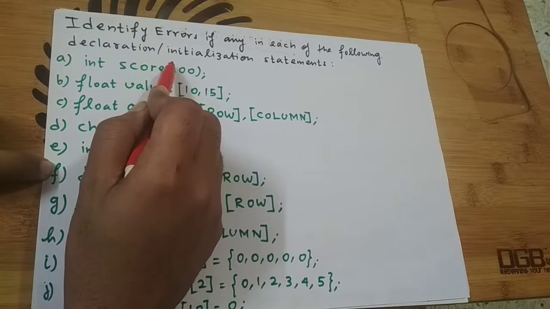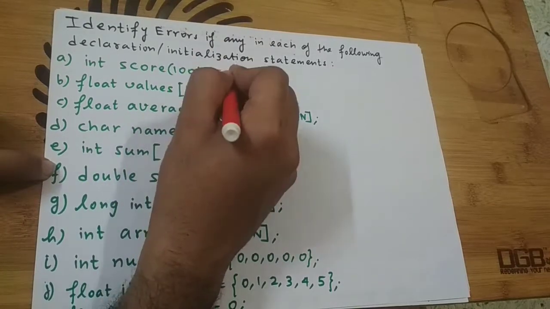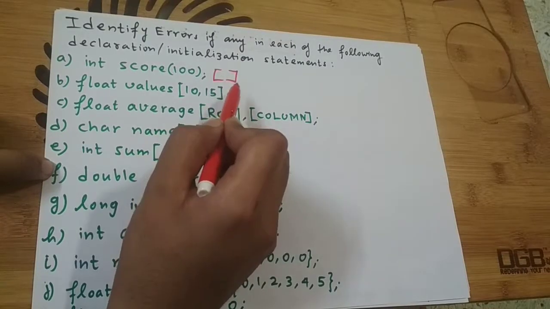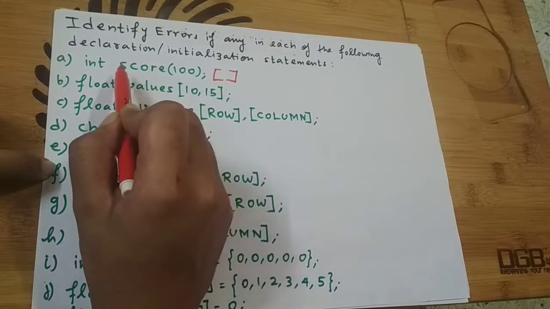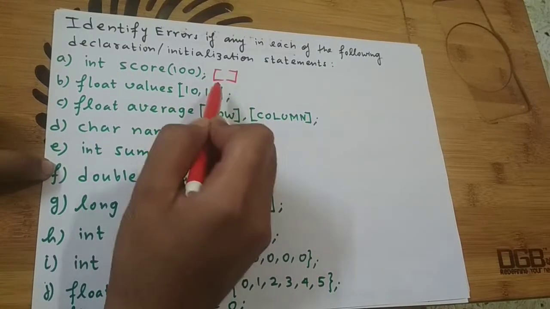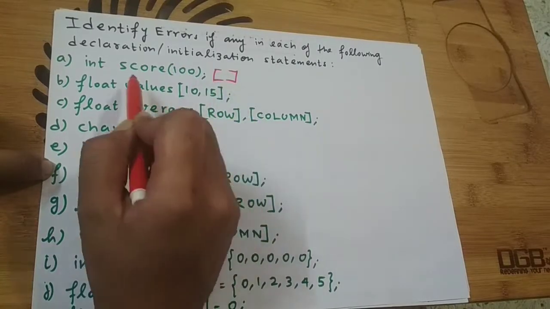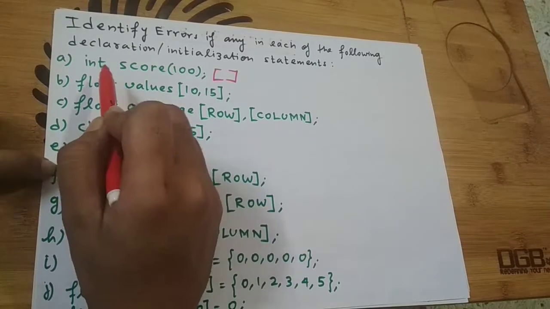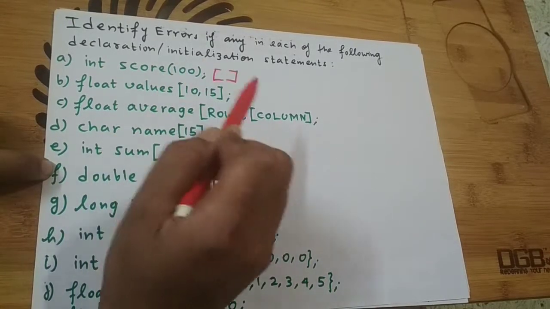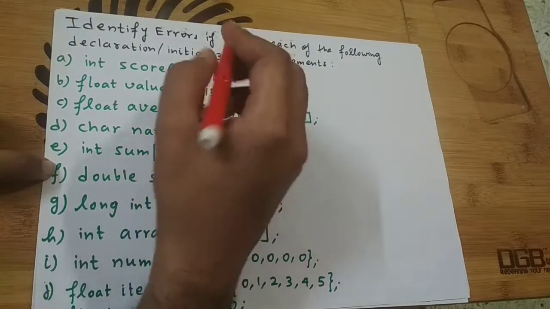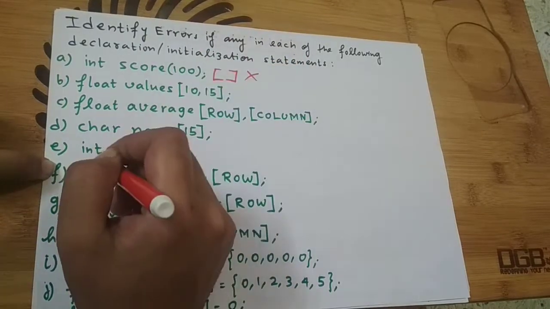But the size should be enclosed within box brackets, right? Because the box brackets are what the compiler uses to identify a name to be an array. That means using the pair of box brackets, the compiler will understand that, okay, score represents an array and the type of the array is int. That means this array can store only integer values. So the first declaration statement is incorrect, right?